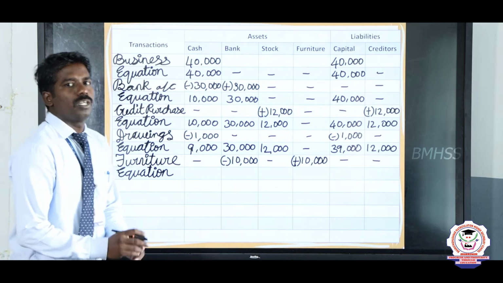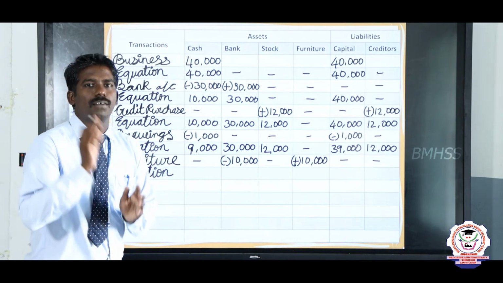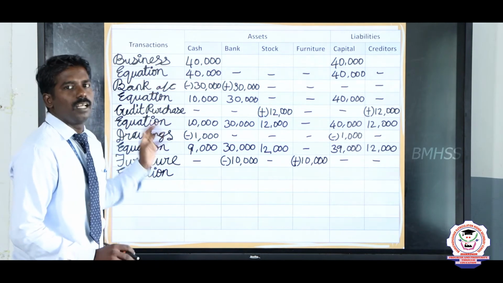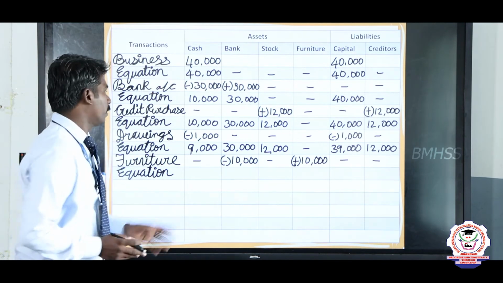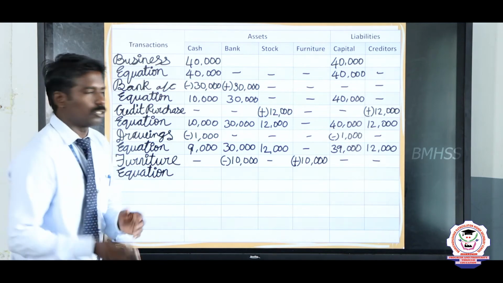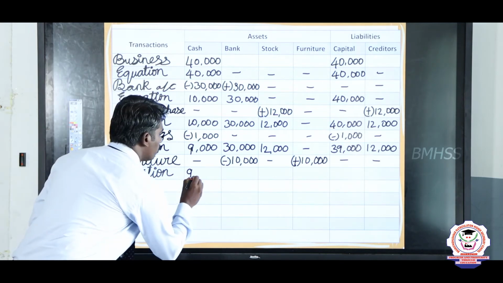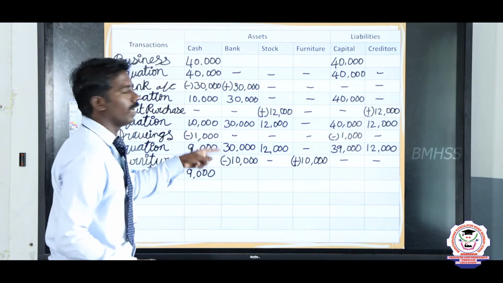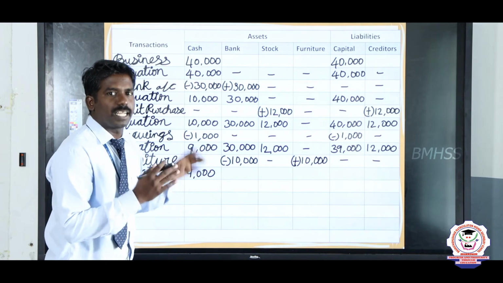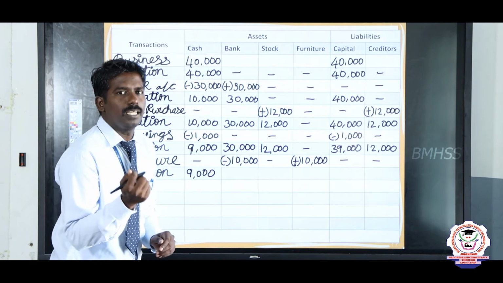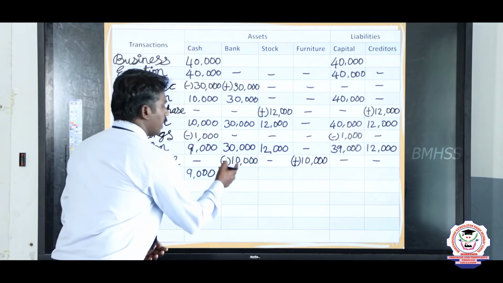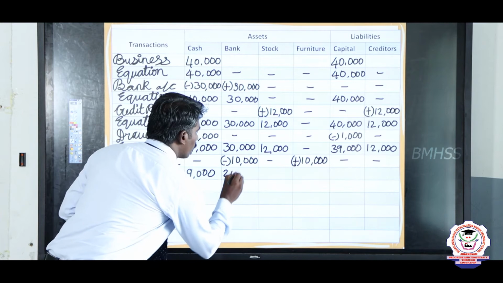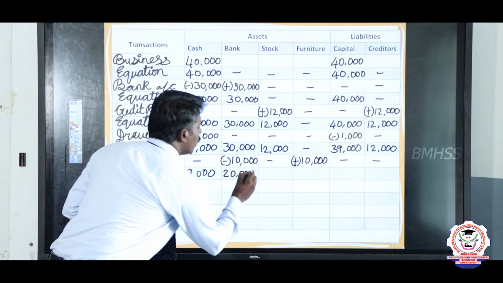Now we will see the amount available in each and every column of the accounting equation. See the first column, the cash column. The cash column shows only 9,000 rupees. So write 9,000 rupees in the cash column. And we move on to the bank column. The available value is 30,000 rupees. After deducting 10,000 rupees, we got only 20,000 rupees. So deduct 10,000 from 30,000. The available value is 20,000 rupees. So write 20,000 rupees in the bank column.